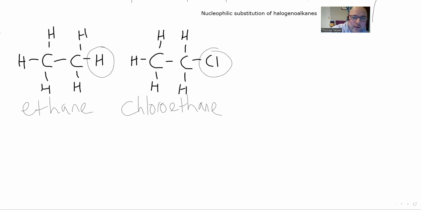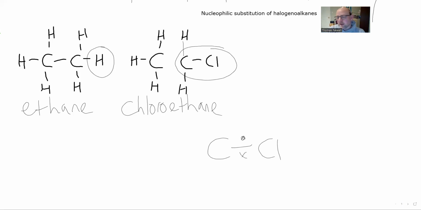Well, if we look at the carbon-chlorine bond of a halogenoalkane, you can probably guess straight away what's going to happen. The carbon is not very electronegative, but the chlorine is. So this difference in electronegativity pulls the electrons closer to the chlorine in the covalent bond.